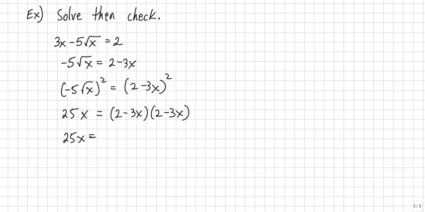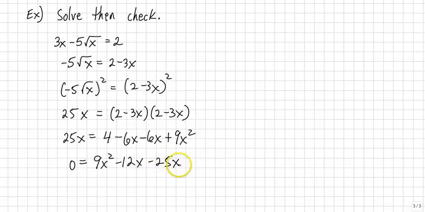All right, so let's multiply those two binomials together. So we'll get 4 minus 6x plus 9x squared. And then let's move everything to one side. So I'm going to have 9x squared, and then I'll have -12x. But I'm going to move this 25 over to the right-hand side. So minus 25x, and then we'll have plus 4. So we'll have 0 equals 9x squared minus 37x plus 4.